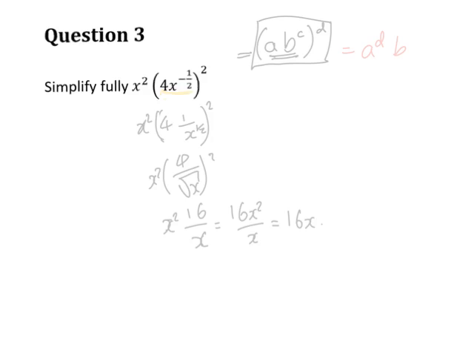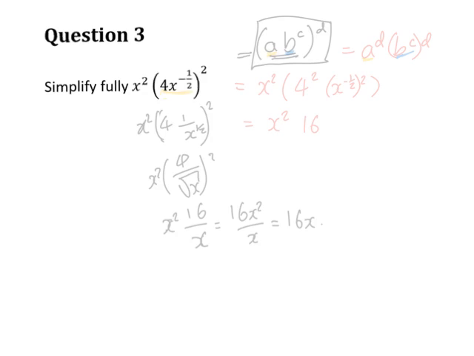Now we could also look at it from the outside and apply our power of d to both the terms inside the bracket. That is the a term and the b term. But b is already raised to the power c, so we have to then raise it to the power d, multiplying together. Now we can look at this as 4 squared times x to the minus half squared.